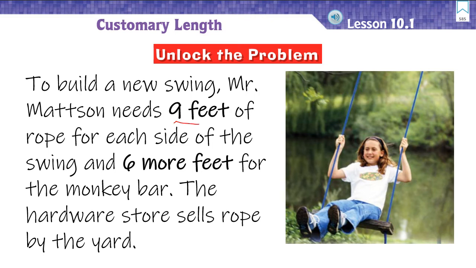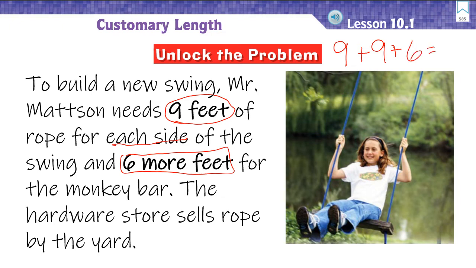We know he needs 9 feet of rope for each side of the swing and 6 more feet for the monkey bars. So let's find out our number of feet first. 9 for one side of the swing, 9 for another side of the swing, plus 6 for the monkey bars. 9 plus 9 is 18. 18 plus 6, 24. So he needs 24 feet. But the hardware store only sells rope by the yard. So we're going to have to convert.